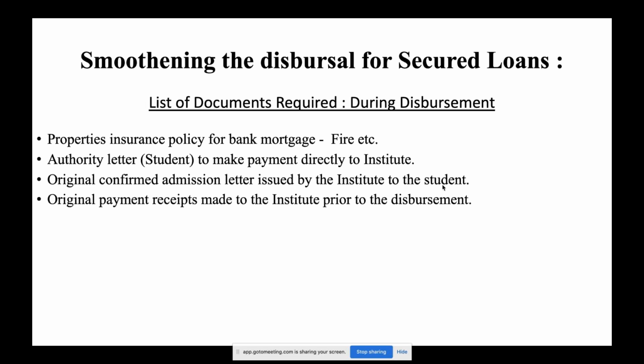The original repayment receipts prior to disbursement. Now, this is very important. In cases of Australia, or cases where you're required to disburse your funds to the institute prior to the bank's disbursement, this is very important. You might be required to have original payment receipts, which are required at the time of disbursement.